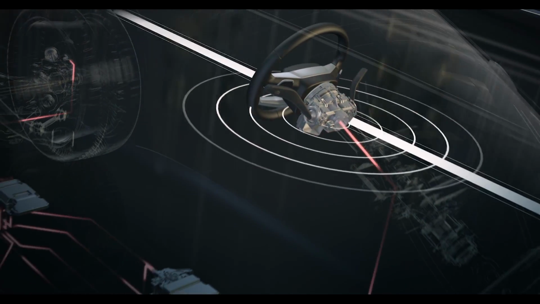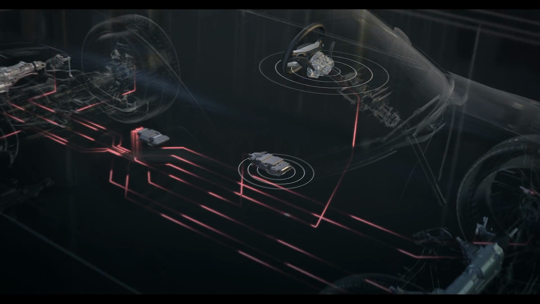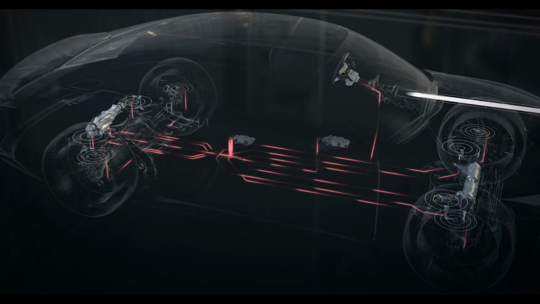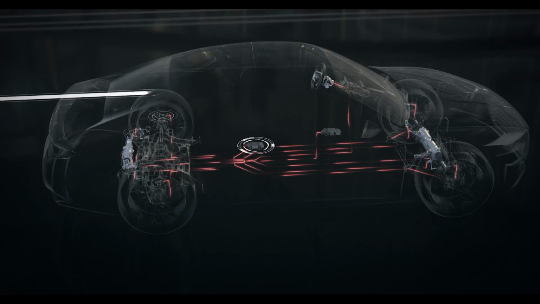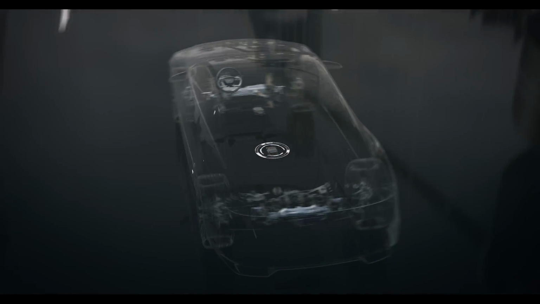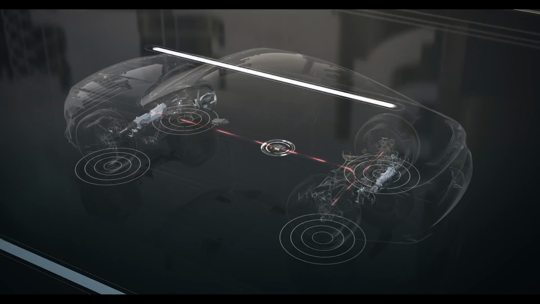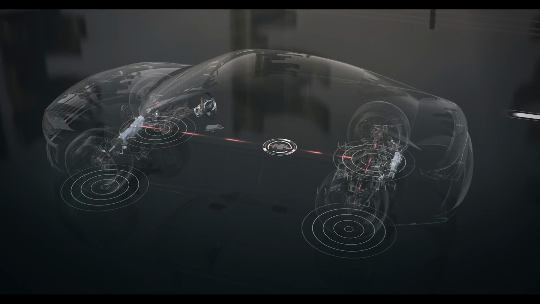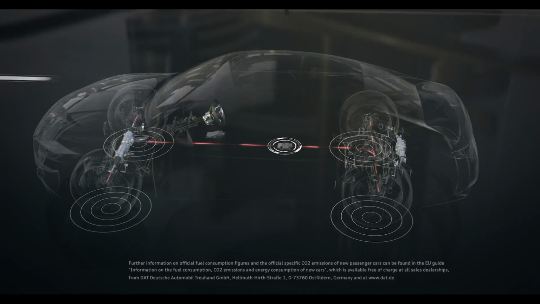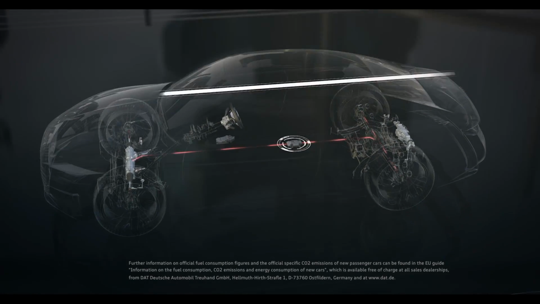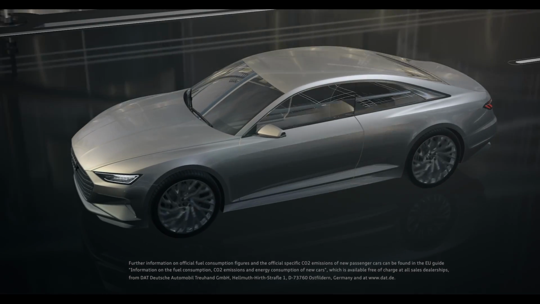The driver's steering angle is transferred to the electronic suspension platform, analyzed, and the optimum steering angle distribution calculated. Comprehensive information, such as the driving situation, load, or environmental influences, is analyzed to this end so the vehicle follows the driver's wishes exactly.